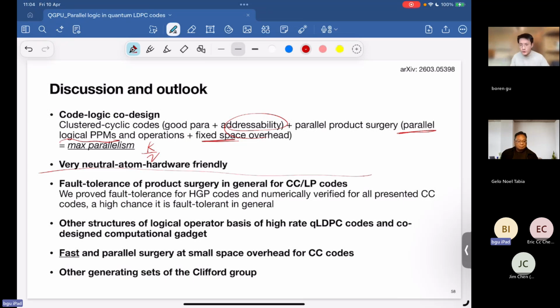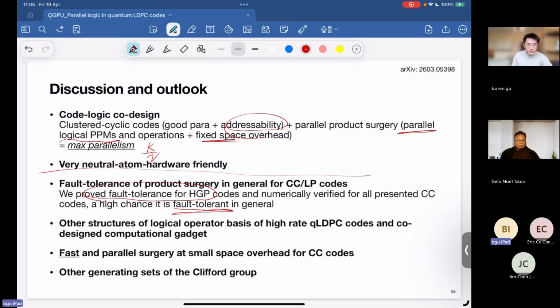Below are some outlooks. The fault tolerance of this product surgery is slightly open. What we have shown is that it is fault tolerant for all the HGP codes, hypergraph product codes, and we numerically verified all presented CC codes and all possible combinations of surgery that you do. They are all fault tolerant, but we haven't shown it is fault tolerant in general for all possible product codes, lifted product codes, and the others. But I feel very confident it might be the case.